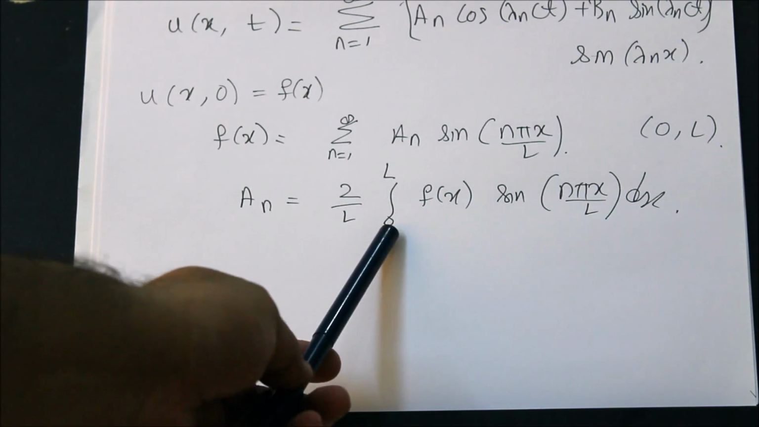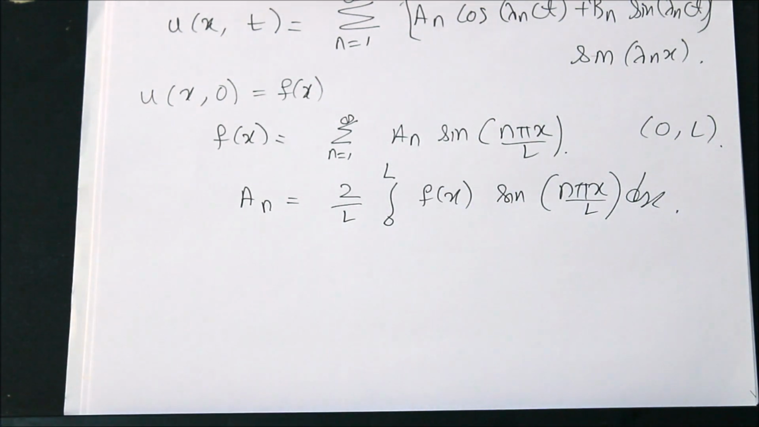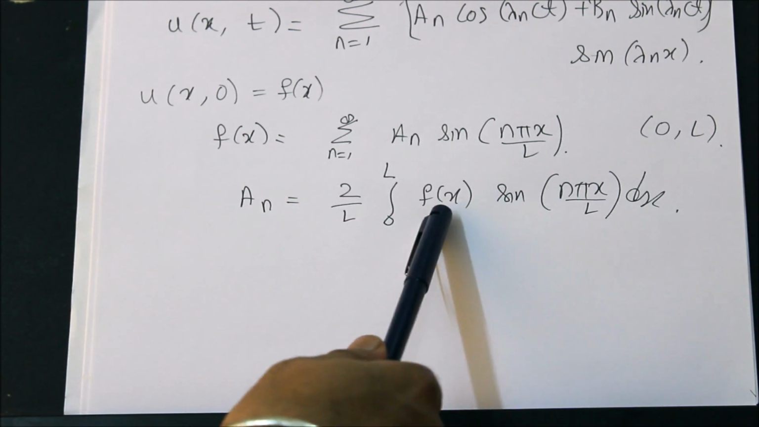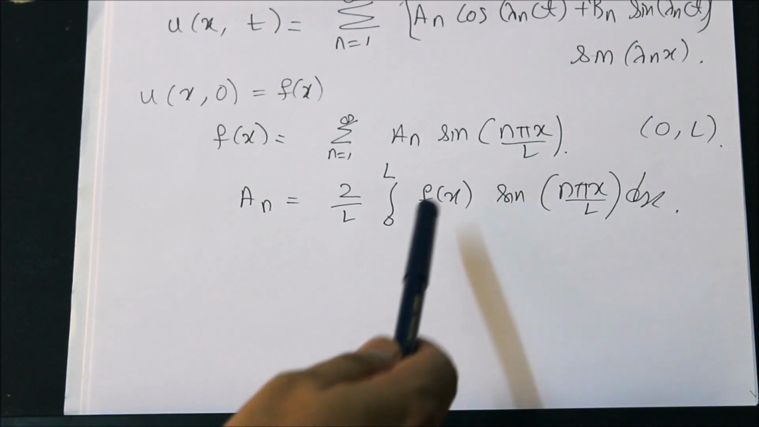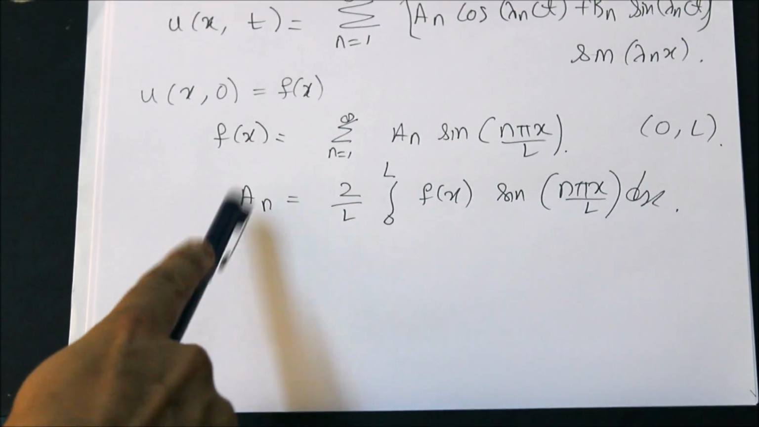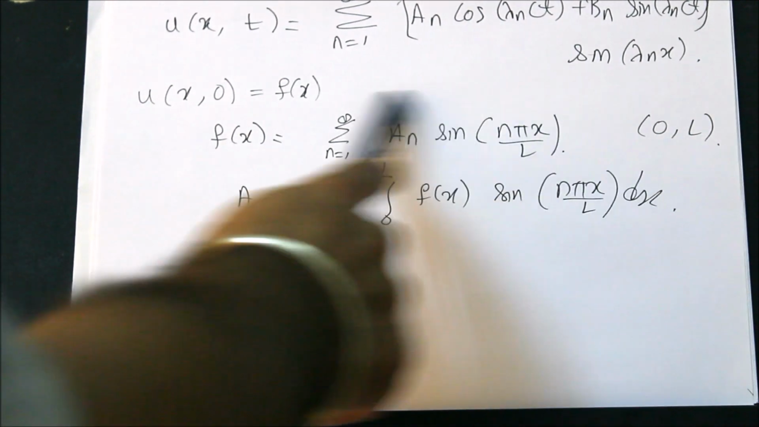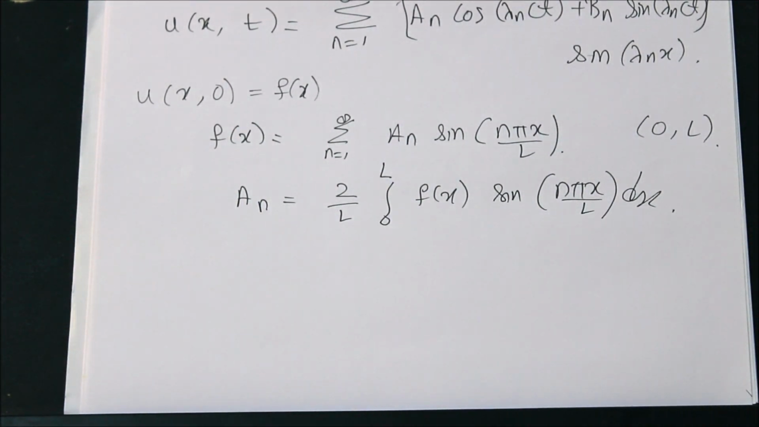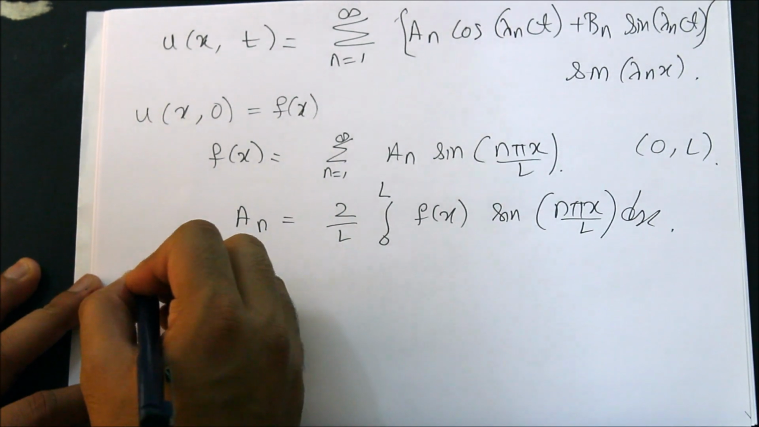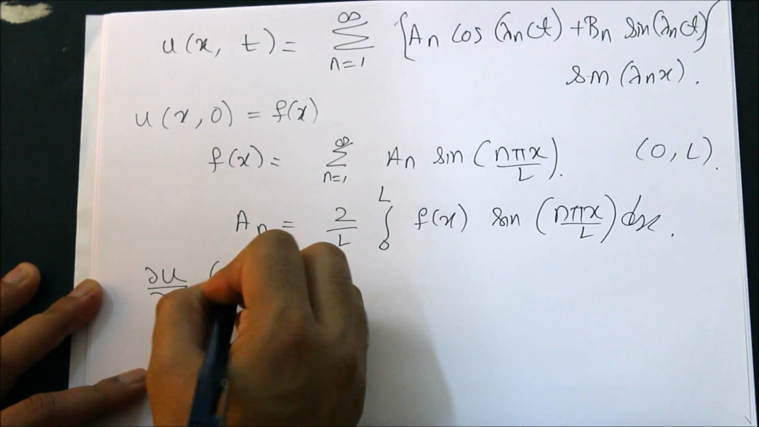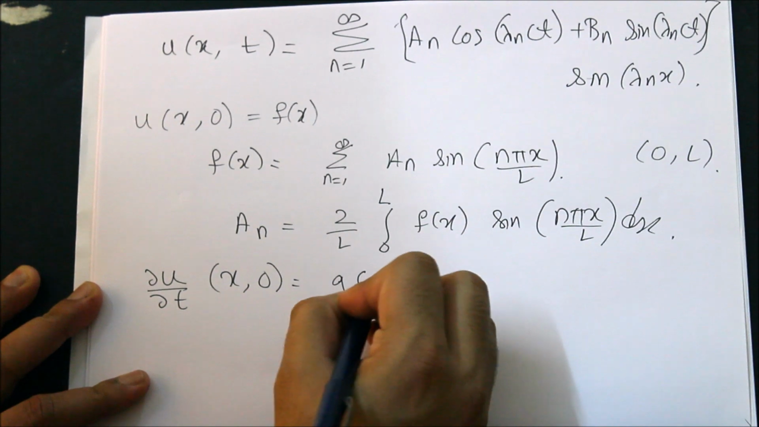Again, to make sure this integration exists, our function should be what? It should be a piecewise continuous function. The representation of Fourier series, we saw that in the lecture, you can see the link in the description for that lecture. So my function should be piecewise continuous, because of which the integration exists and I can find A_n, and when I put these A_n's over here, this series is actually equal to the given function. So this convergence is a nice convergence. Okay, now let's try to find our B_n's. To find B_n's, we will use our initial velocity. So what is given to me? ∂u/∂t at (x,0) is nothing but g(x).